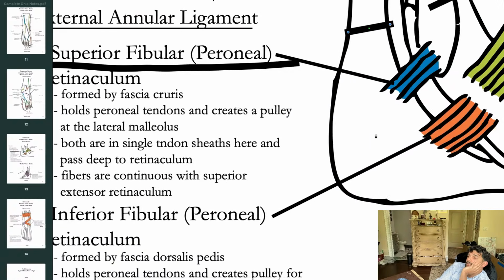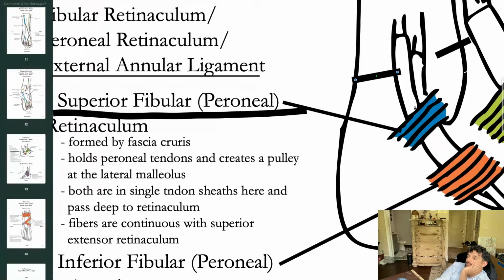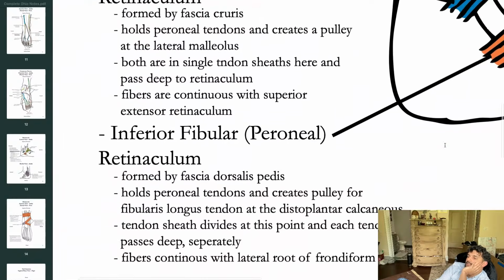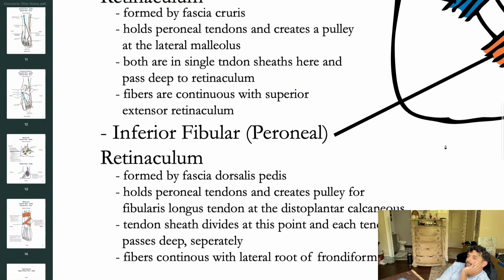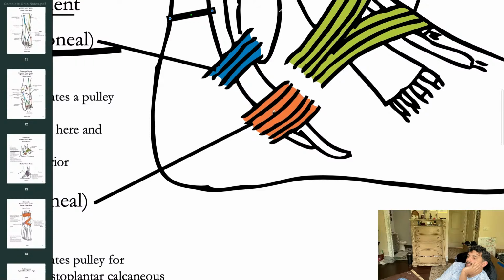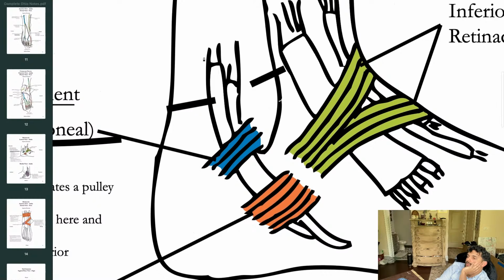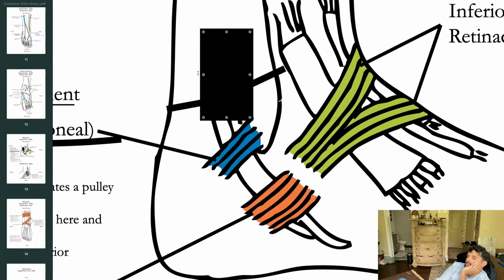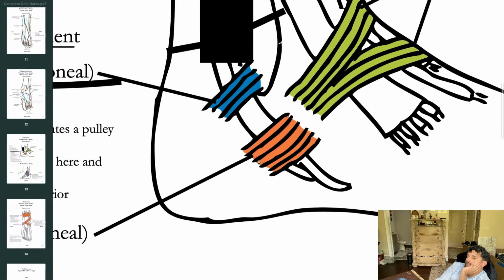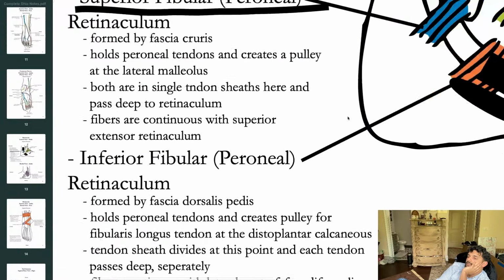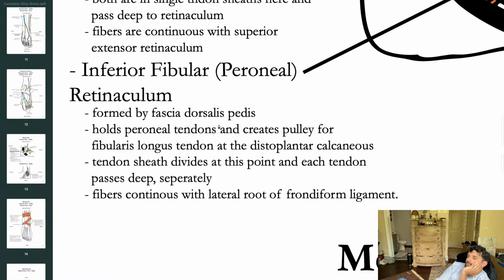They are in a single tendon sheath up until here. They divide their sheaths right around here. As it passes here, they've already separated their tendon sheaths. So single tendon sheath here, and they have individual tendon sheaths right here. So by this point, at the inferior extent of the fibular retinaculum, I don't even know.